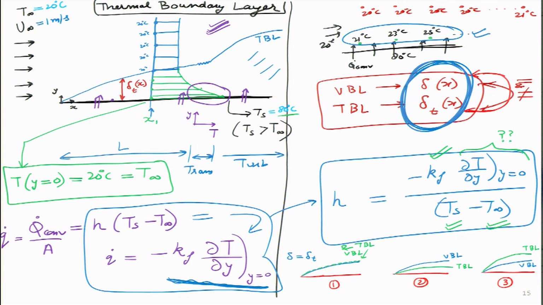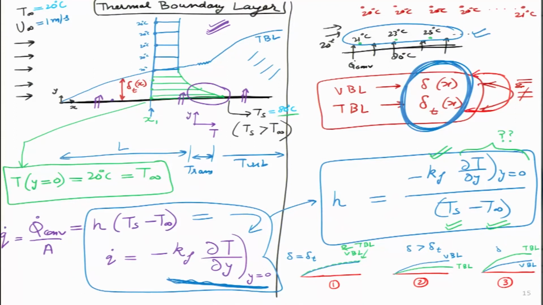In case 2, what we are seeing is delta is greater than delta t, because the thermal boundary layer is much thinner than the velocity boundary layer. That is the thickness, and in case 3 over here our velocity boundary layer is much thinner than the thermal boundary layer. If you are feeling a little confused, do not worry, in just 1 minute we will get the solution.